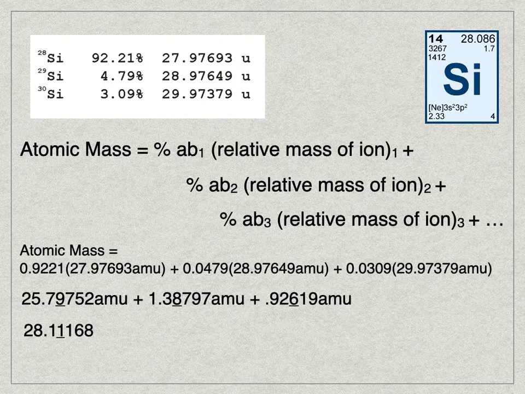I have a bad answer in my slideshow. That should be 28.11. I rounded up prematurely. So 28.11 AMUs. And now check your periodic table. To 2 decimal places, the periodic table, or the element symbol there, says 28.09.